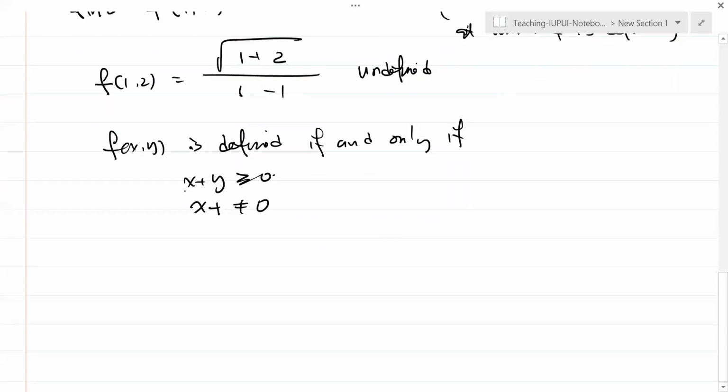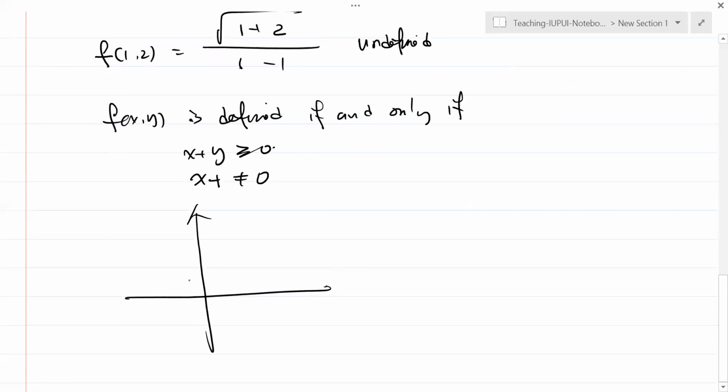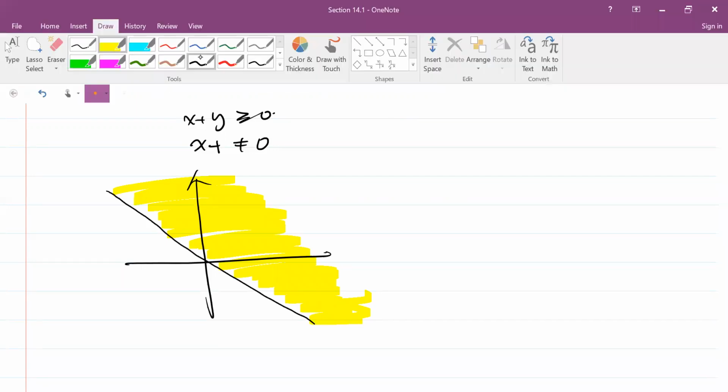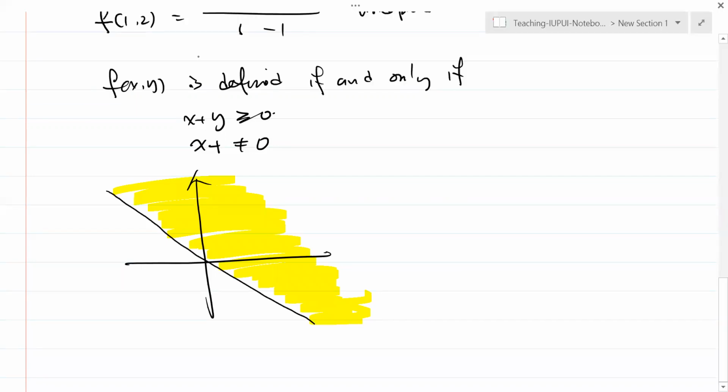So how can I draw the region described by the first inequality? Well, you have to look at what x plus y equals 0 is. x plus y equals 0 is this line. Now, which side is x plus y greater than or equal to 0? I'm pretty sure this side. On this side, x plus y is greater than or equal to 0, because you can pick a point on this side and plug it into the inequality. So this side, including this line.